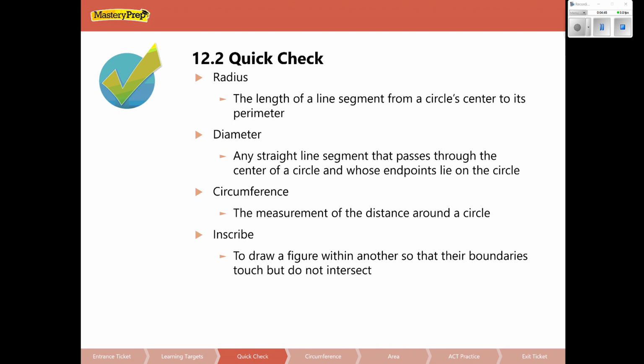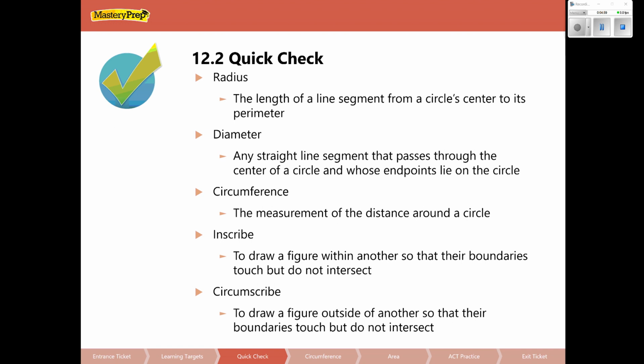Inscribe. If we inscribe something, it is to draw a figure within another so that the boundaries of one touch but do not intersect. So we talk about an inscribed angle, an angle on a circle. And circumscribe, to draw a figure outside.